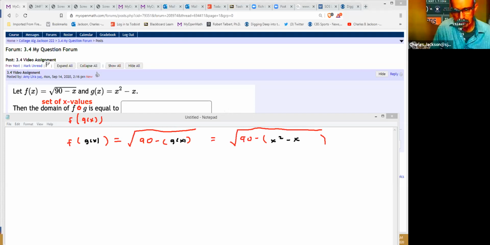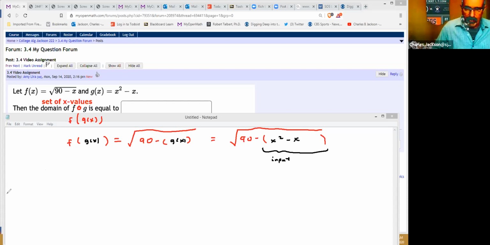G of x is x squared minus x. Okay. This is the input that's being input to f. Now, that is the composition in my book. You can clean it up, you can make it look better. In my book, that is the composition. Okay.